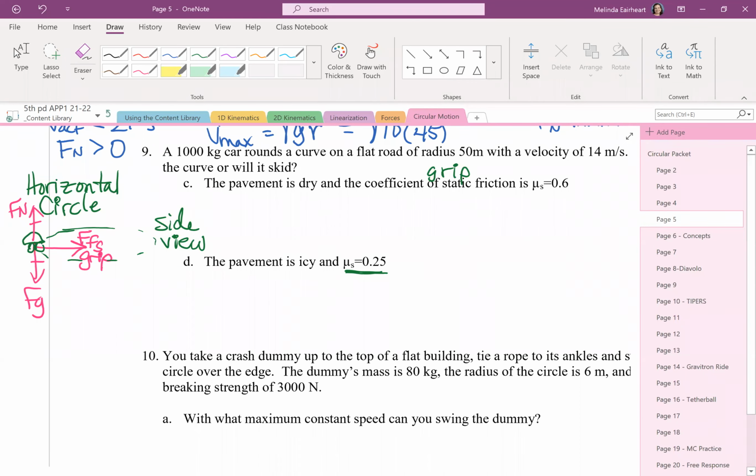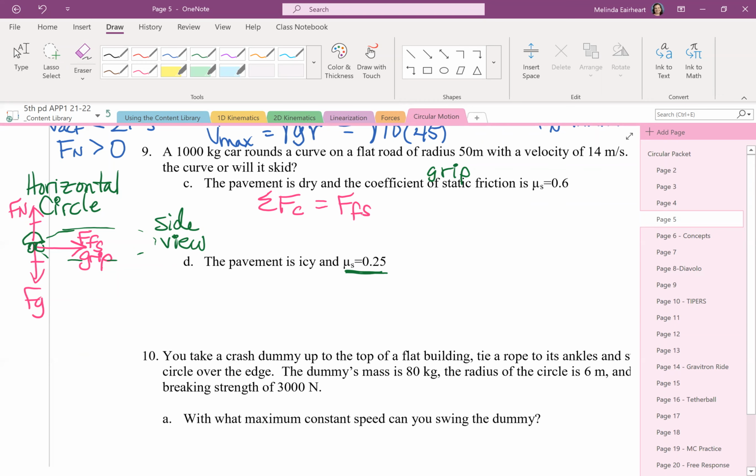And so, step 2, FNet statement. FNet centripetal, sum the forces that are center seeking. It would be what? Just friction. Again, gravitational and normal, they're not part of a horizontal circle. They're vertical forces. And so that's it. It's center seeking, it's positive, done. Now we can actually start solving.